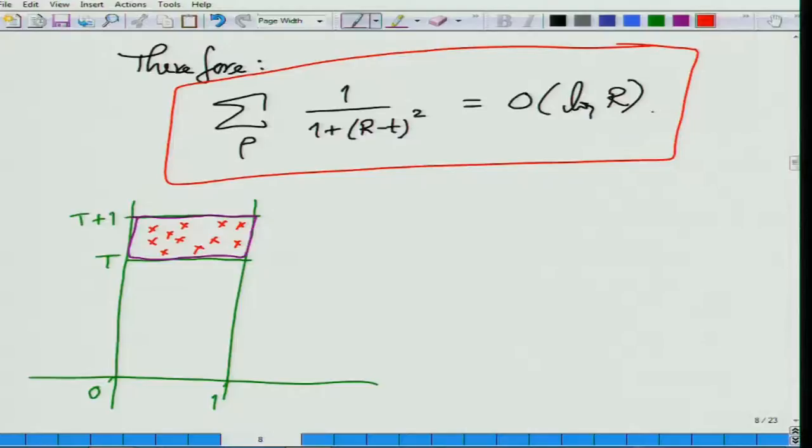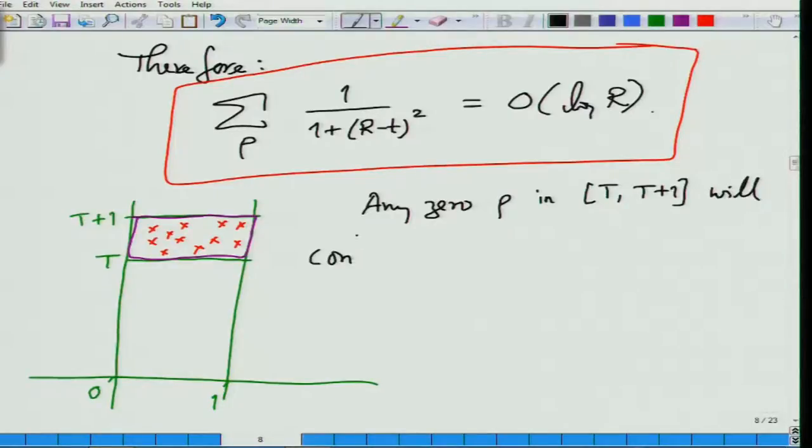This expression is going to give a value to the maximum number of zeros there can be. How? Just substitute capital T for r. What I know is that this sum is order log T. Every single zero in this region will contribute something to this sum, and everything is positive here, so everything adds up. What quantity is a zero in this region going to contribute? This is simple.